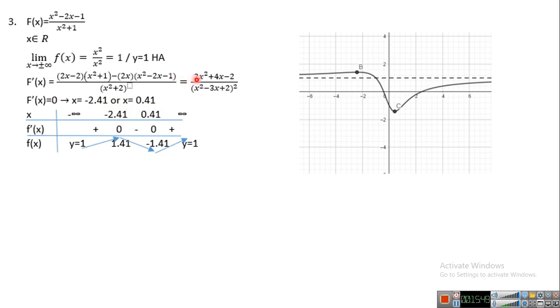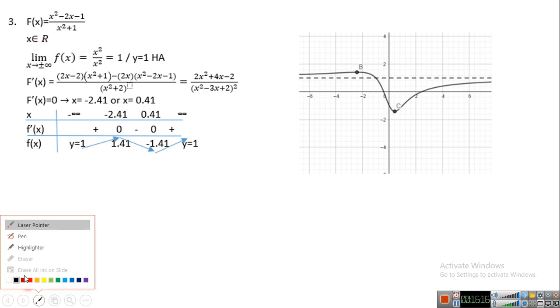So same sign as a, opposite sign, same sign. This is 2 plus minus plus, or you can take values and replace them in f prime. You can take minus 3. If you replace it, it will be positive. You can take, for example, 0 here. It is negative. You can take then 1 after 0.41, replace it in f prime, positive. Up, down, up. For these two, you can replace it here. And plus or minus infinity, y equal to 1.